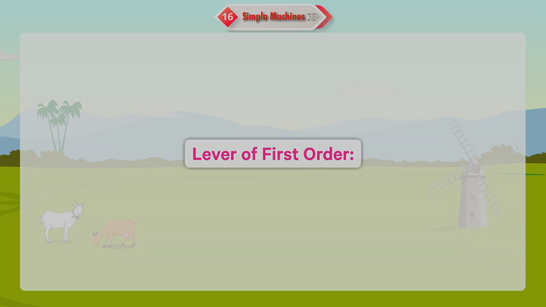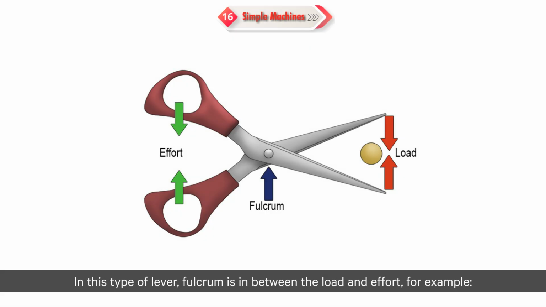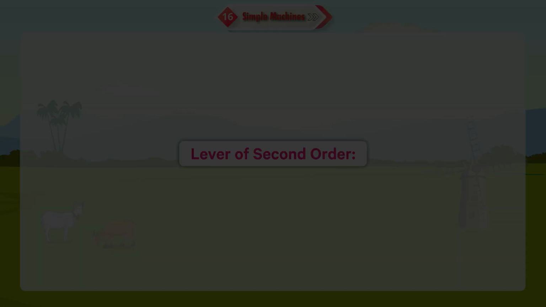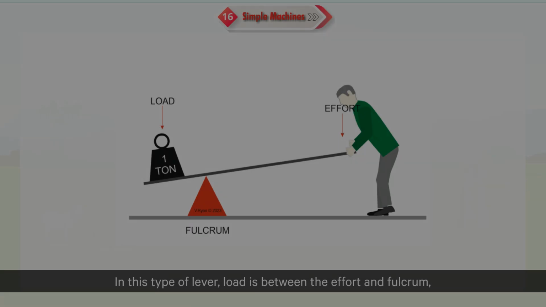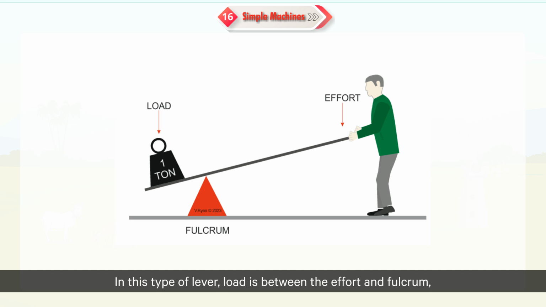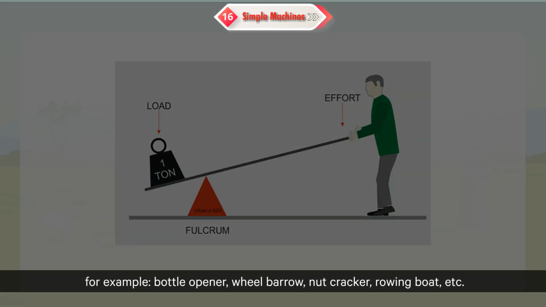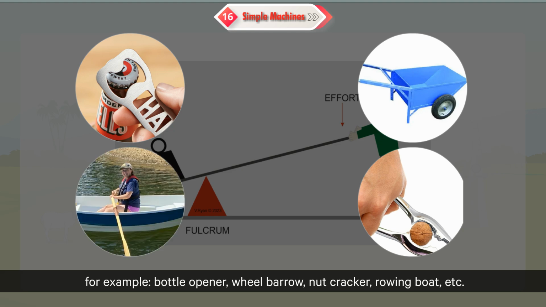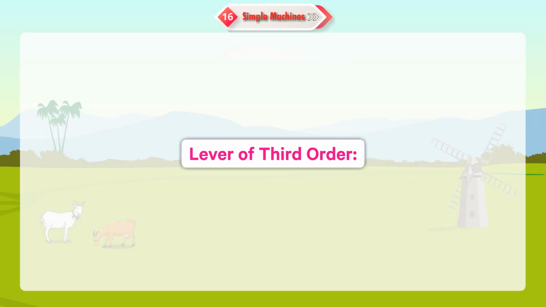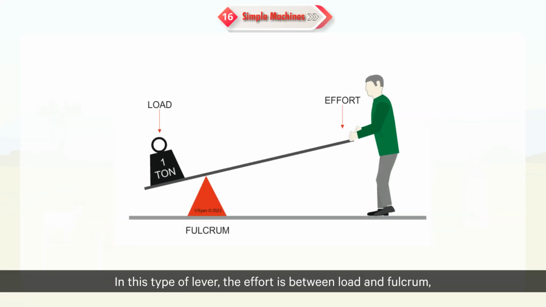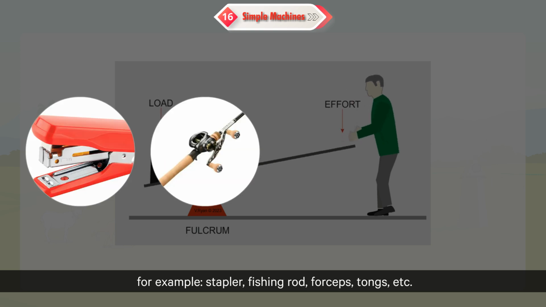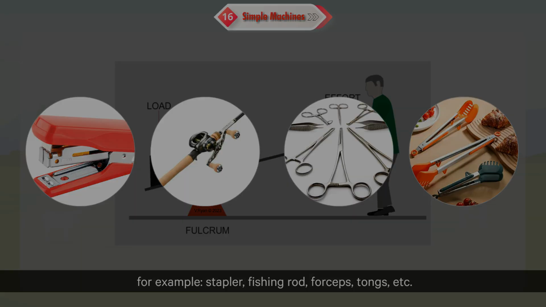Lever of first order. In this type of lever, the fulcrum is in between the load and effort, for example, seesaw, hammer, pliers, and scissors. Lever of second order. In this type of lever, the load is between the effort and fulcrum, for example, bottle opener, wheelbarrow, nutcracker, rowing boat, etc. Lever of third order. In this type of lever, the effort is between the load and fulcrum, for example, stapler, fishing rod, forceps, tongs, etc.